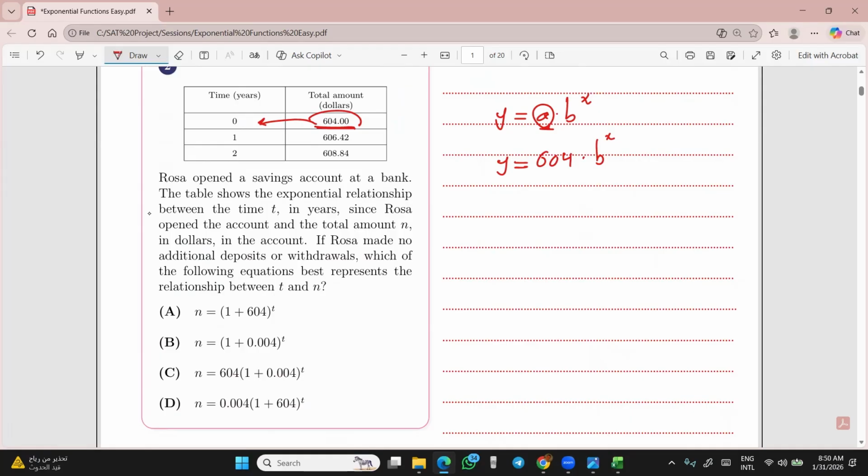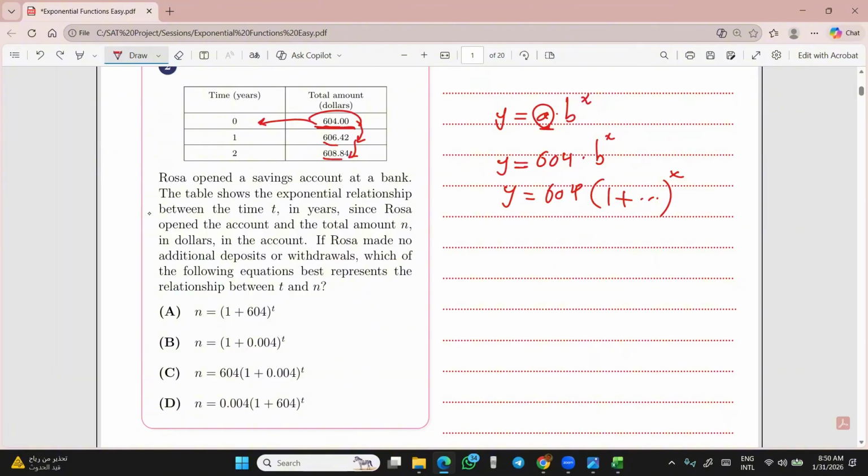And how can we get b? How can we guess b? If you look at these numbers, they are increasing, right? So 604 became 606.42. It's increasing. And 608.84, it's always increasing. So increasing means this b is 1 plus something, whatever this thing is. So 604 should be written in the beginning. And this number should be 1 point something, or 1 plus something. It cannot be 1 minus because the numbers are increasing. So 1 plus is okay. All of them are 1 plus, but 1 plus what?